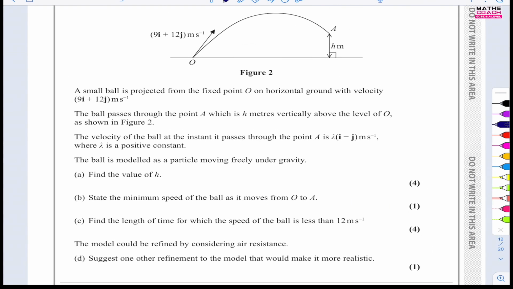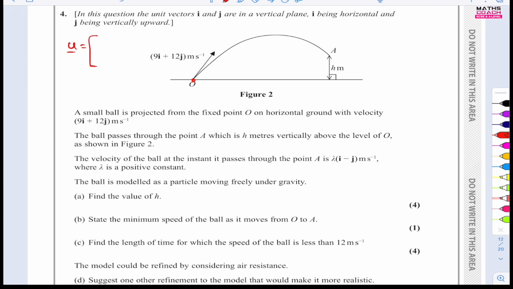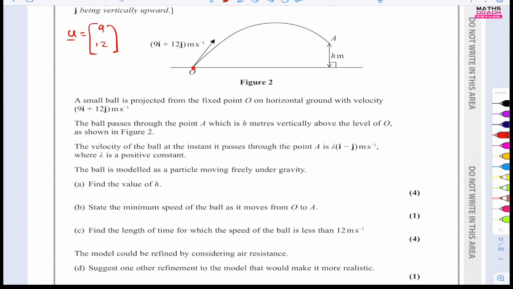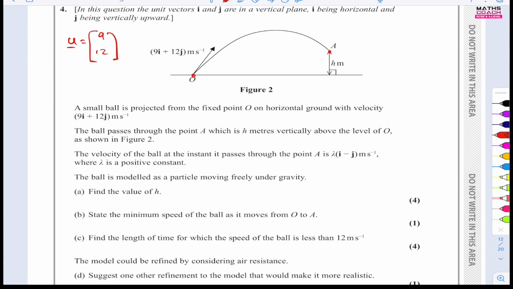Question 4, projectile motion. Right, so the initial velocity is equal to (9, 12). The ball passes over point A, h meters vertically above point O, as shown in figure 2. The velocity of the ball at the instant when it passes through point A is v equals a constant lambda times (1, -1), which means the same as (lambda, -lambda). So that's the velocity at point A. The ball is modelled as a particle moving freely under gravity. Find the value of h.